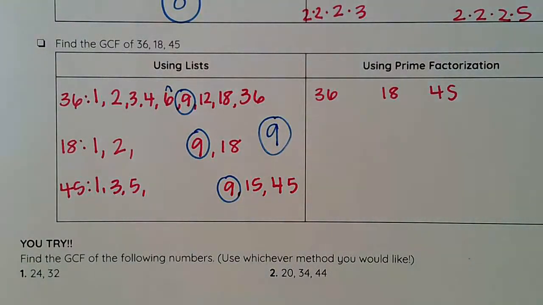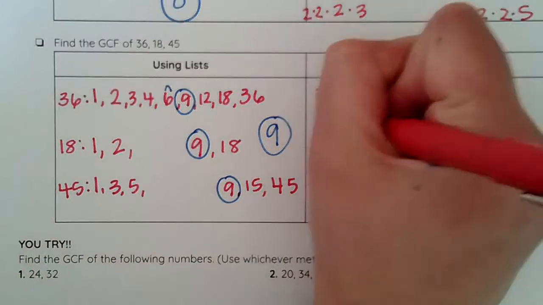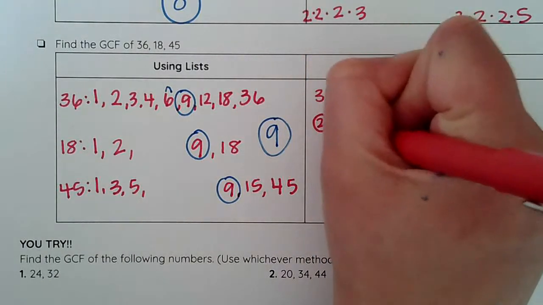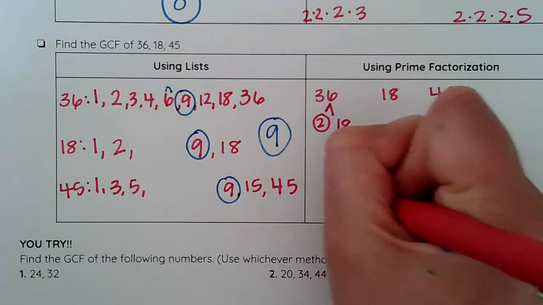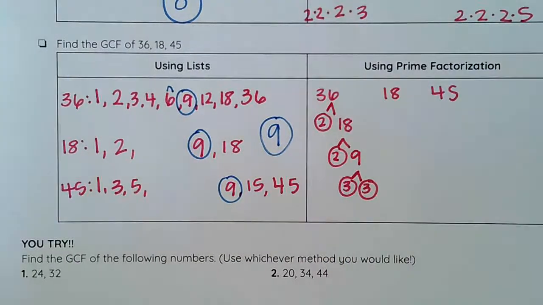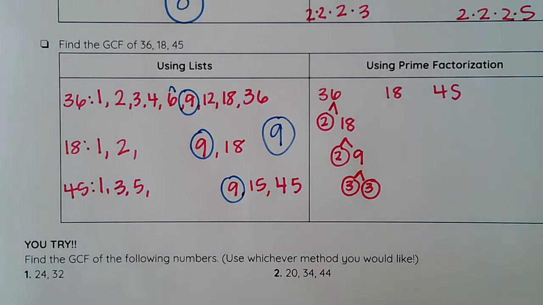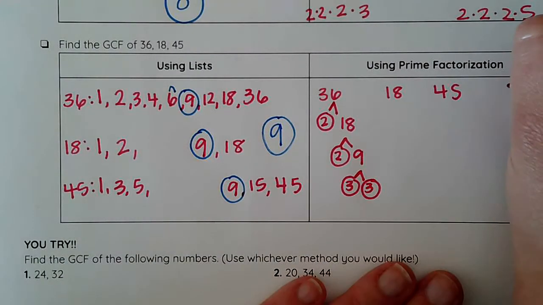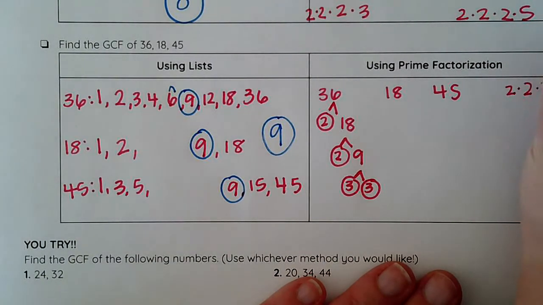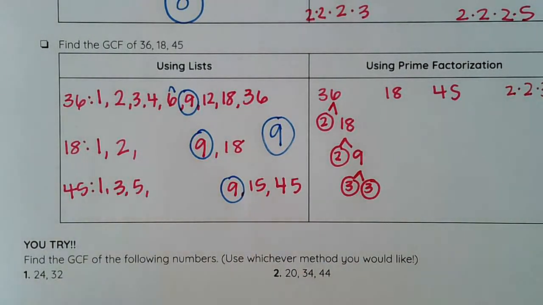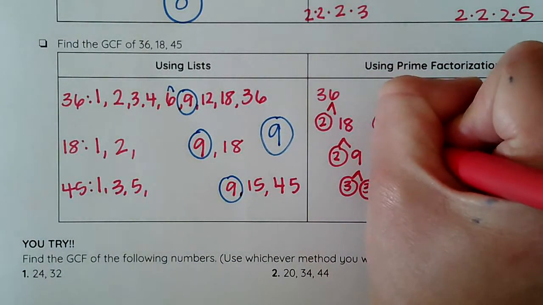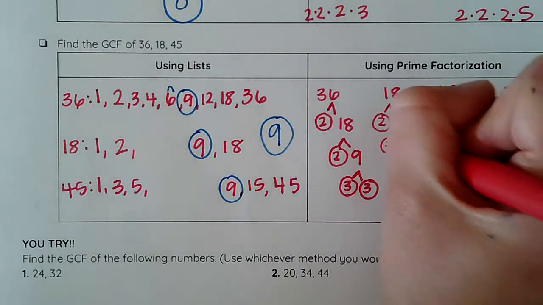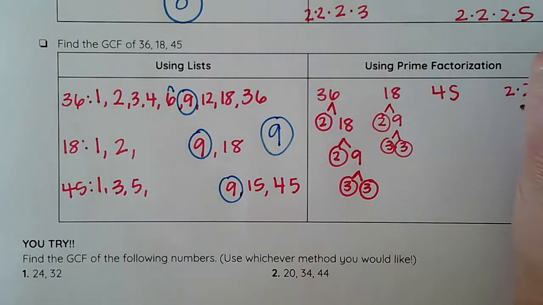All right, let's try it with prime factorization. We've got 36, so that would be 2 and 18, 2 and 9, 3 and 3. I'm going to write these over here this time. We've got 2 times 2 times 3 times 3. All right. Then we've got 18, 2 and 9, 3 times 3. Again, I'm going to write those over here. 2 times 3 times 3.